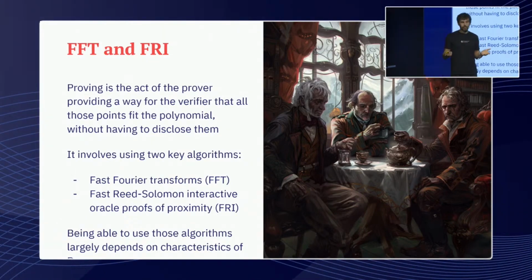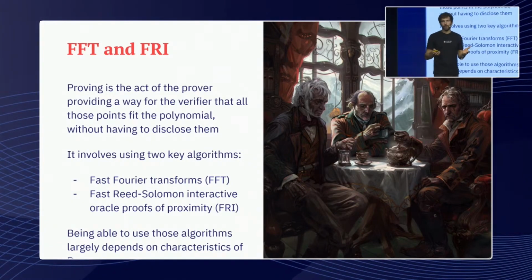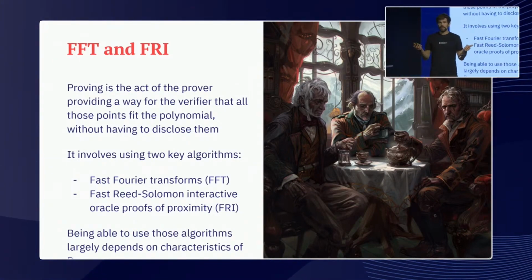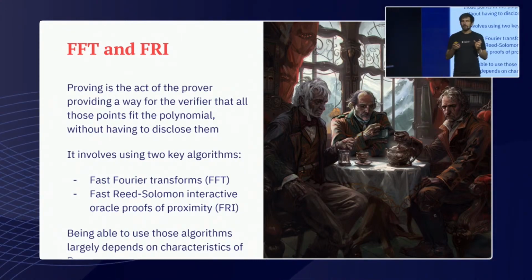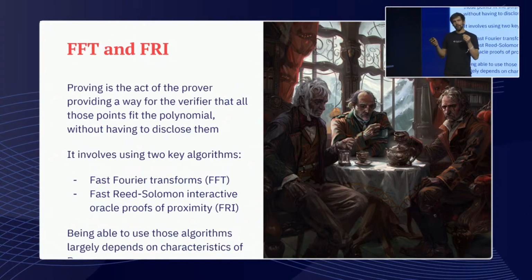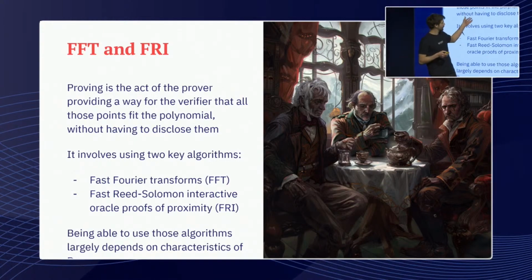In order to be able to do that, the Stark protocol uses two very important algorithms: the fast Fourier transform, which was invented by Fourier, and fast Reed-Solomon interactive oracle proofs of proximity, FRI, which is a subset of Reed-Solomon error correcting code, something very used in telecommunication. So here on that image, you have Fourier, Reed, and Solomon having tea because we're in London.